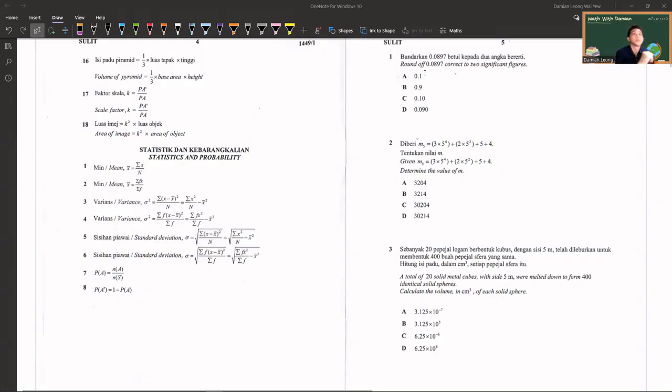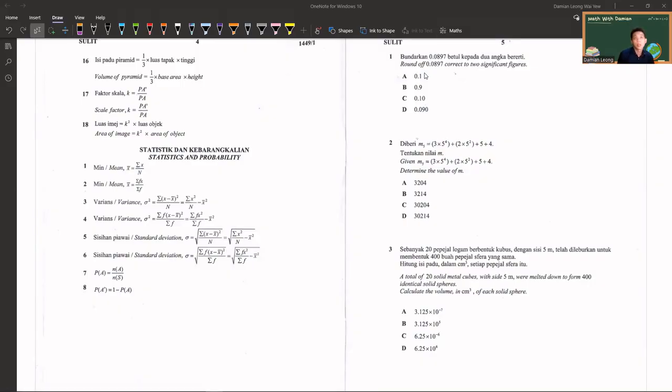Gunakan 0.0897 betul kepada dua angka bererti. So, correct to two significant figures. So, we need to see the first number that is not 0. Okay, starting from left to the right. Dari kiri ke kanan, kami ingin tengok nombor pertama, kira daripada nombor pertama yang bukan sifar.